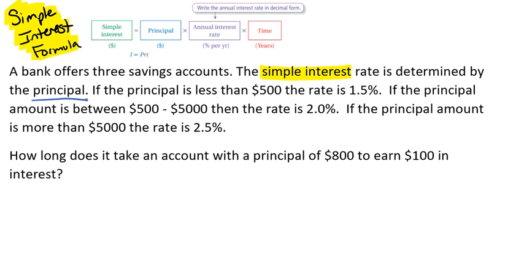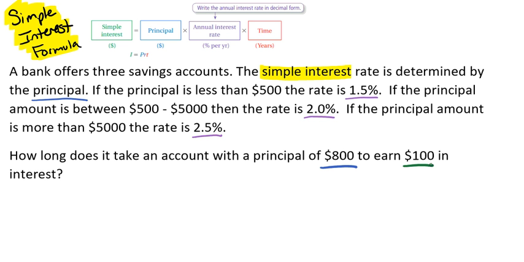So if the principal is less than $500, the rate that is used is 1.5%. But if the principal is between $500 and $5,000, then the rate is 2%. And if the principal amount is more than $5,000, the rate is 2.5%. So we want to know how long does it take an account with a principal of $800 to earn $100 in interest. So here we can see that our principal amount is the $800, and we want it to earn $100 in interest.